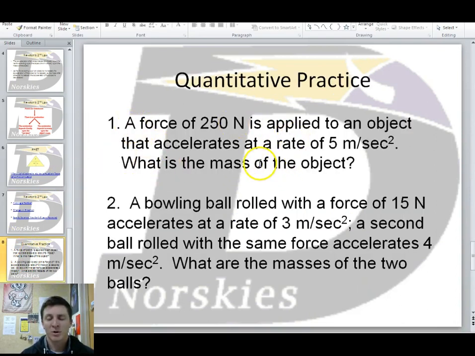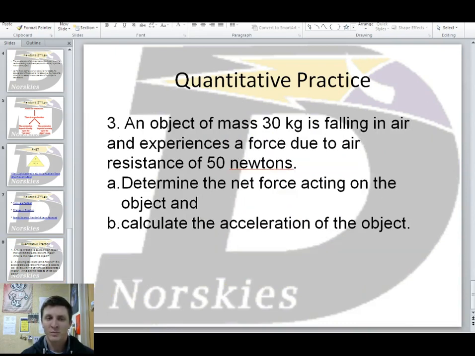Here are some problems. You can pause the video, practice calculating some of these forces. You'll get plenty of time to calculate forces as well. But I'm also going to post a link to these answers as well. And then here's one more for you.